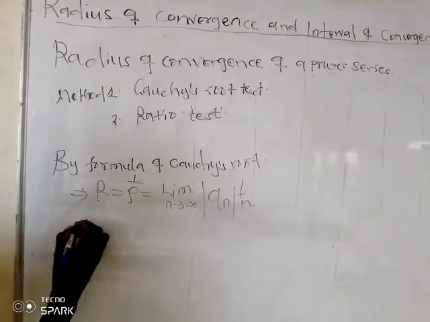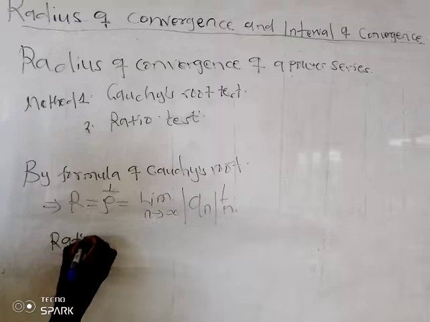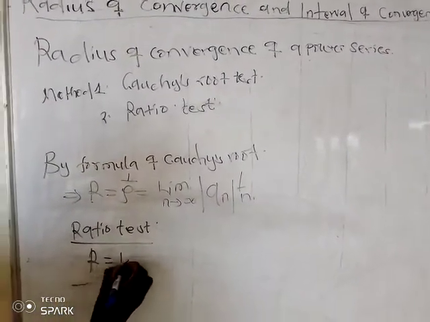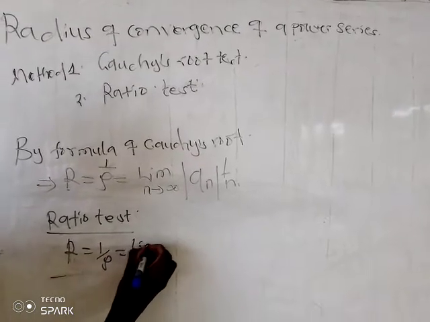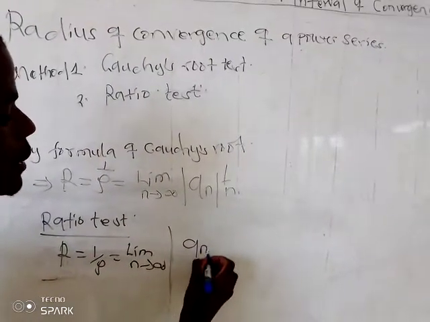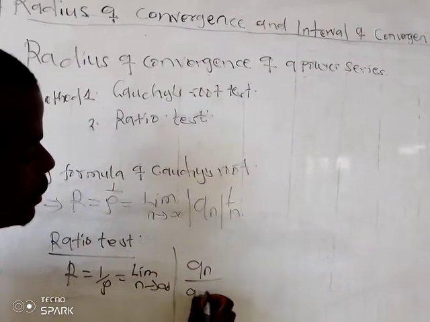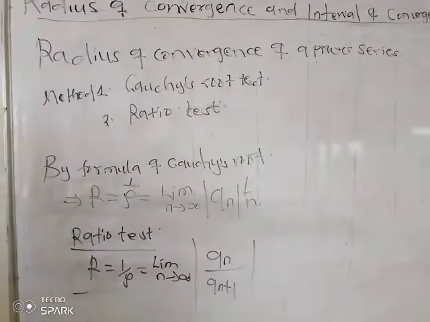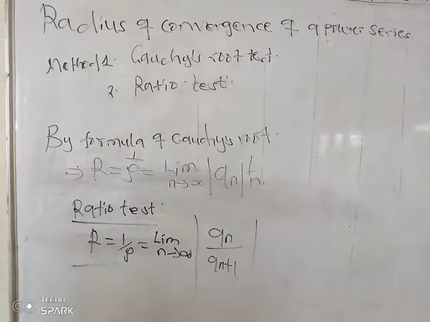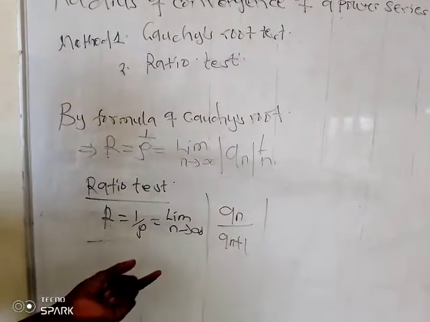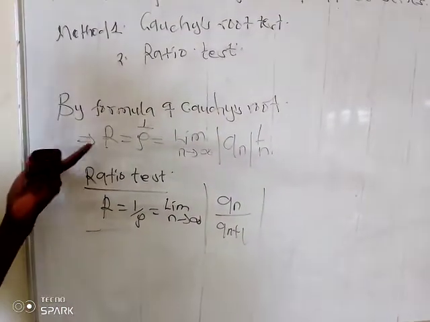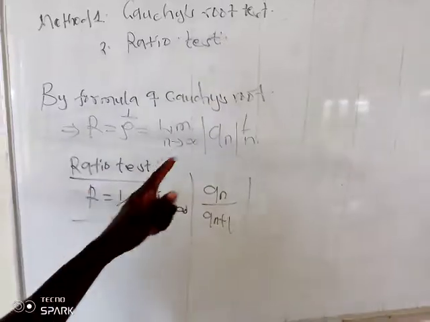When we go to the ratio test, we say R, which is equal to 1 over rho, is equal to the limit as n tends to infinity of an over an plus 1. That will give us the radius of convergence of a power series. Let's use an example that will give us a distinct and detailed explanation of how we can find the radius of convergence of a power series.